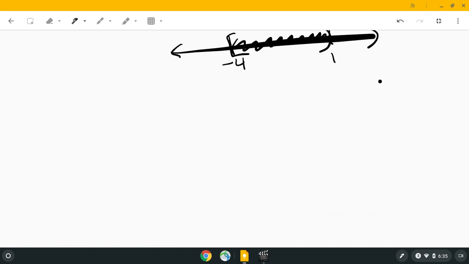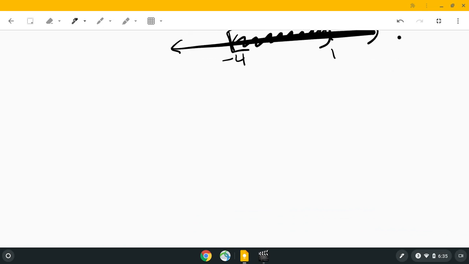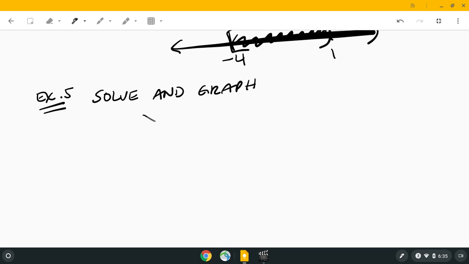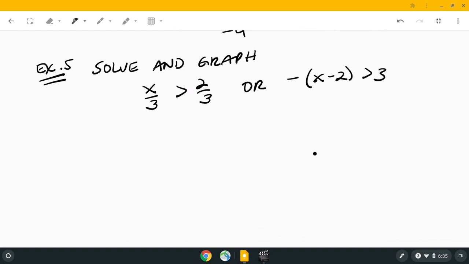Let's take a look at another one. Solve and graph: x over 3 greater than 2/3, or x minus 2 greater than 3. So now we're doing "or"s. And remember, "or" is just everything that's been shaded is your solution. So "or" is all of it. Let's solve each one so we can see how we need to graph them.